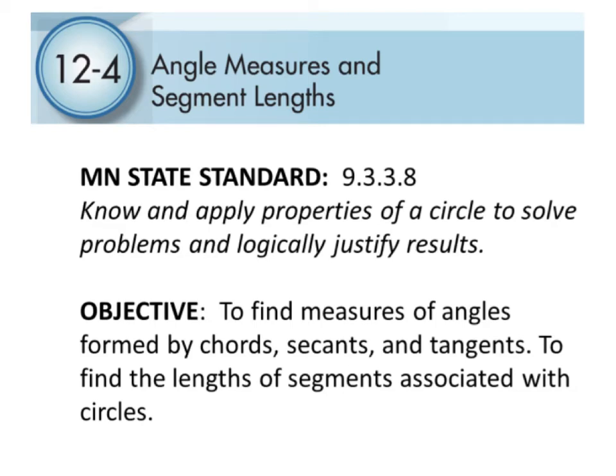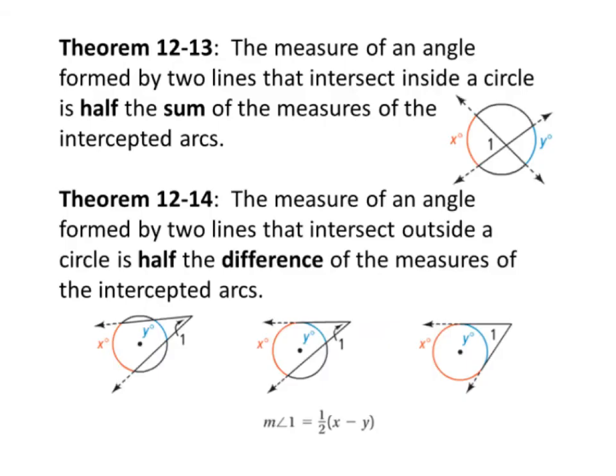12.4, angle measurements. Two properties in 12.4. Basically, if we have two chords that intersect inside of a circle, or they can be secants, but if they cross inside of a circle, if we want to figure out what the angle is, it's always going to be the two arcs added together, because that's the sum, and then divide by 2. Half the sum of the arcs, because these two angles will be congruent.